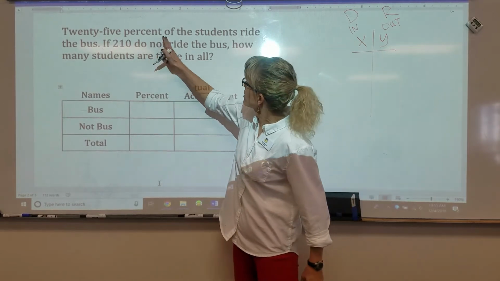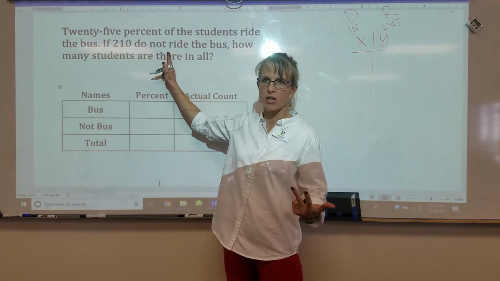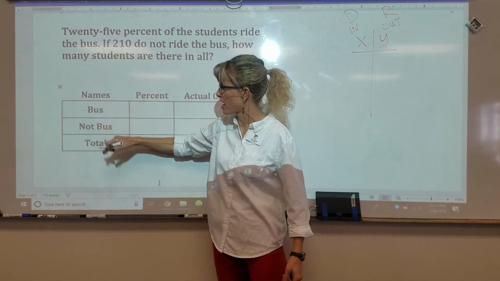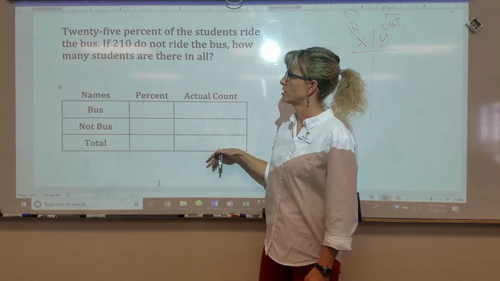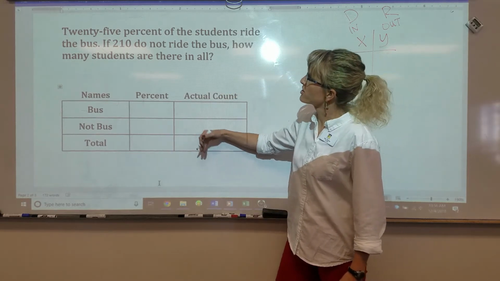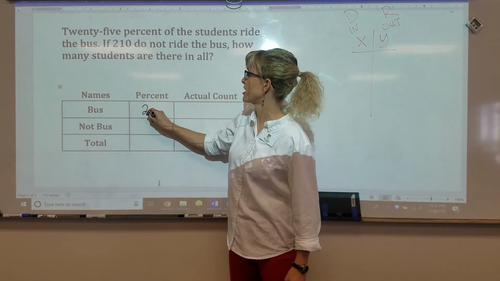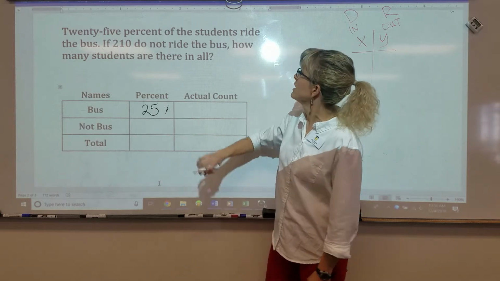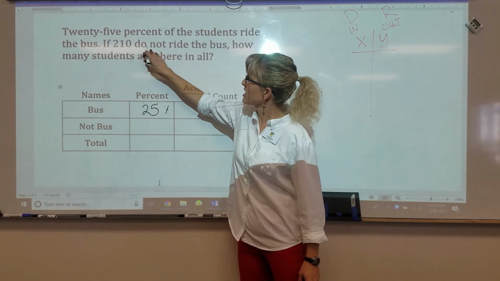Okay, so our categories are bus riders and non-bus riders. So I set up bus and not bus, and then I have a row for total. This column's for the percentages that they give me, and this column's for the actual count. So let's see, what do I know? 25% ride the bus. And then it says 210 do not ride the bus.